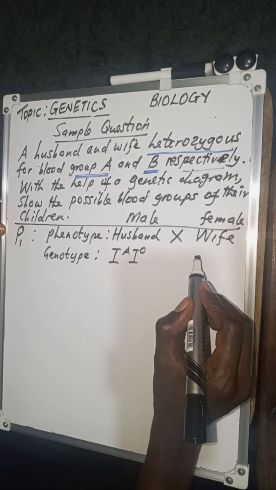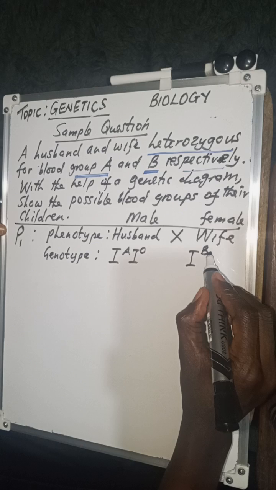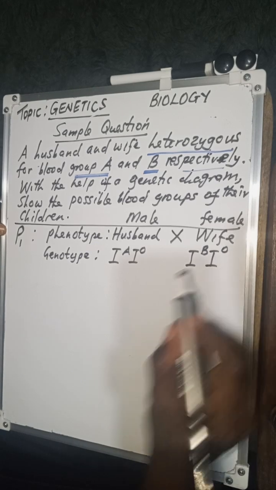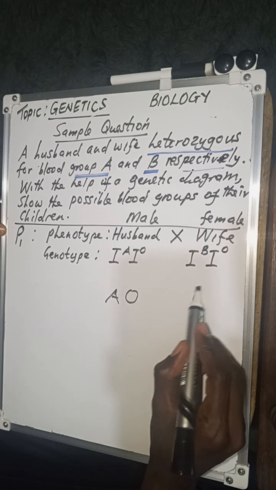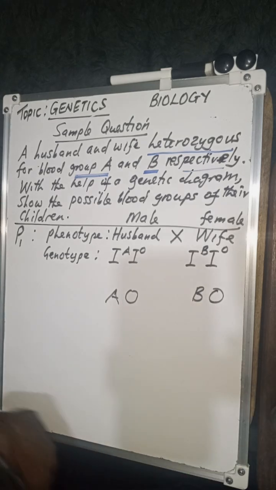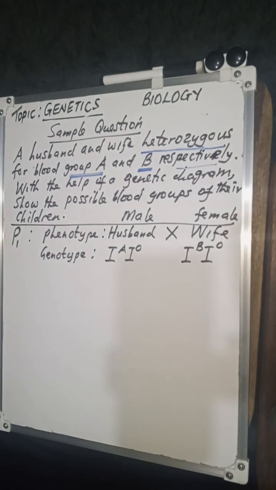And the wife in this case is heterozygous for blood group B, so it will be allele B and allele O. In some books, you're just going to find they'll be writing AO and BO. That is also acceptable in this case, instead of using the I for the alleles.